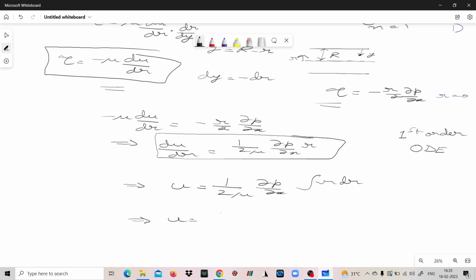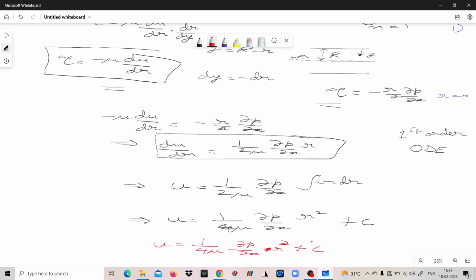Or u is equal to 1 by twice mu del p by del x, and integral of r dr can be written as r square by 2. So instead of 2 I am writing 4 here, plus some constant of integration. So finally we have u is equal to 1 by 4 mu del p by del x r square plus some constant of integration.